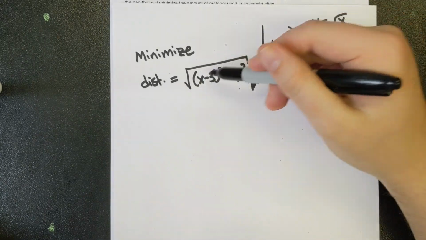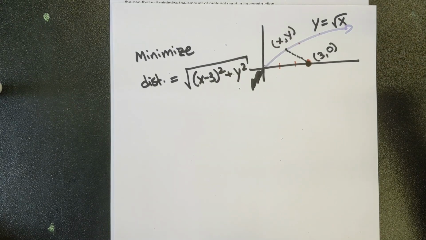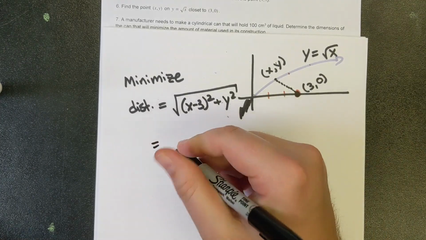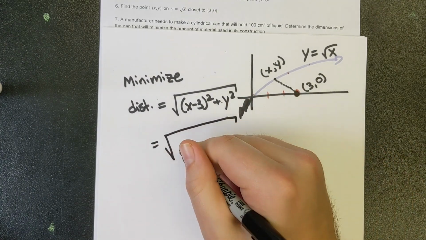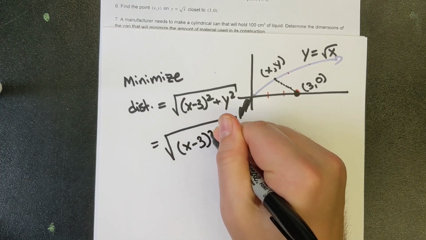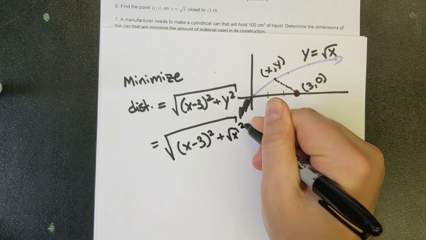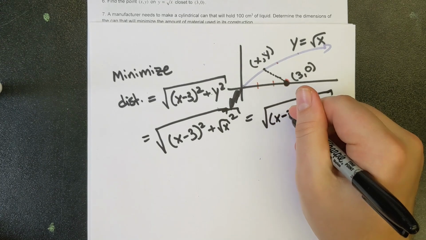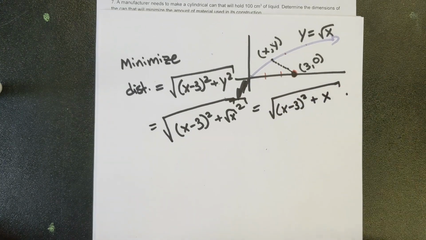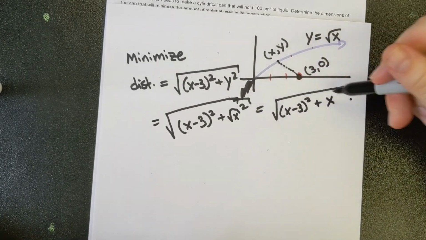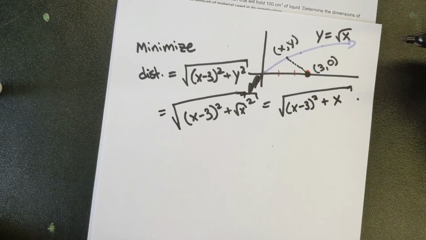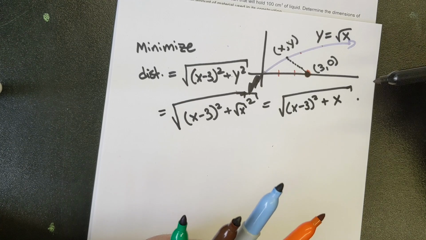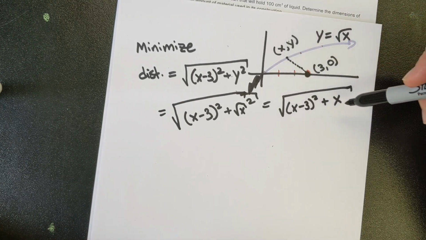Well, the problem is it's a function of two variables. It's like I have x's and I have y's. Oh, but I know what my y is. My y is the square root of x. And so I can simplify this and say I actually want to minimize the square root of x minus 3 squared plus the square root of x squared, which is just the square root of x minus 3 squared plus x. And now it's just a function of one variable. That's going to let me calculate the derivative and find out where the derivative is 0. Because the minimum happens when the derivative is 0.